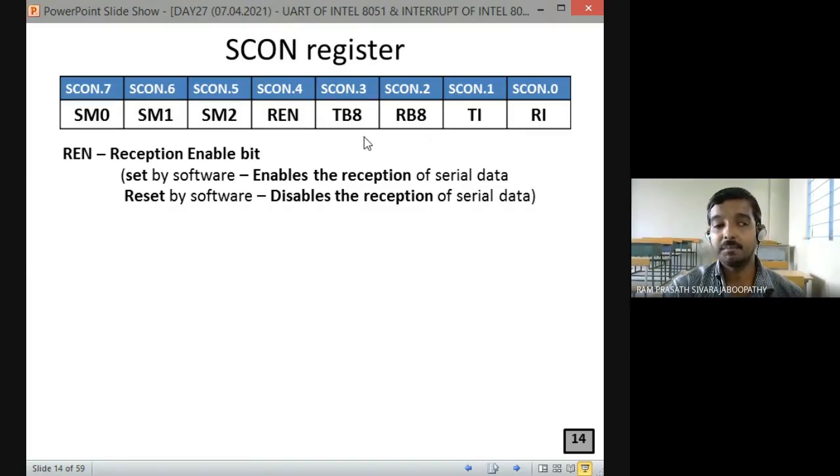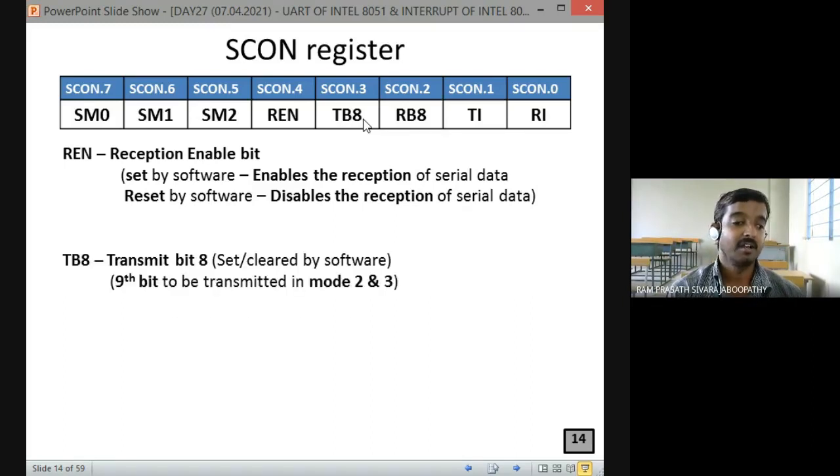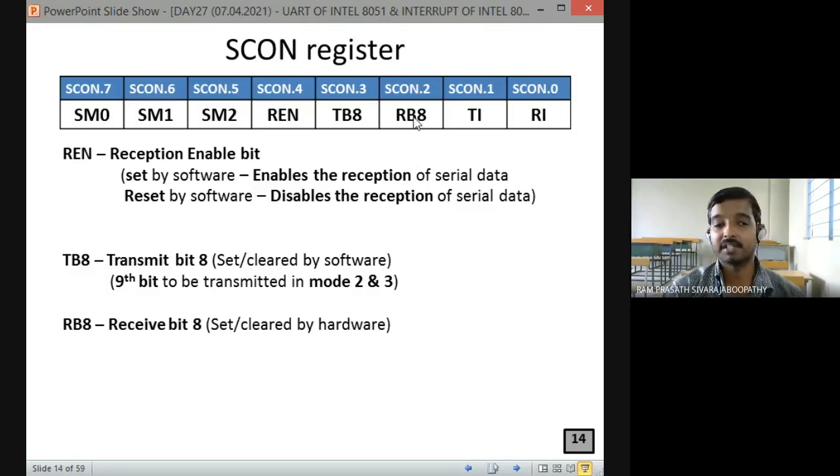In the case of 9-bit UART mode, TB8 and RB8 are going to have the 9th bit. At the transmitter end, we will be having TB8. At the receiving side, we will be having RB8. The 9th bit you want to transfer must be written into TB8. That means it is set or cleared by the software. What about RB8? Set or cleared by the hardware based upon the 9th bit received. So this is only for mode 2 and 3.